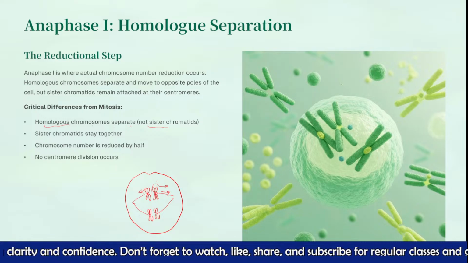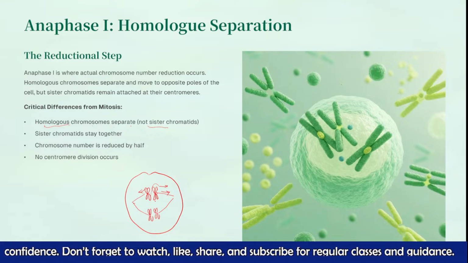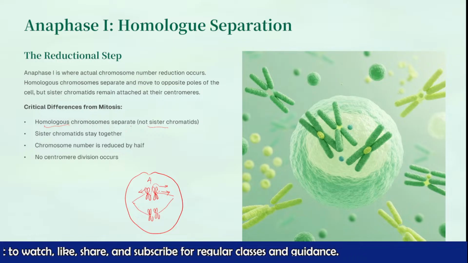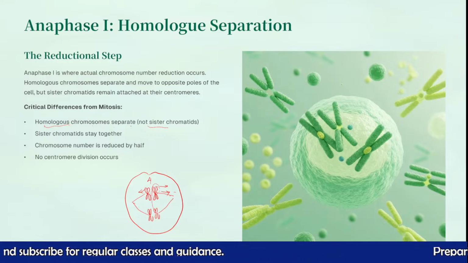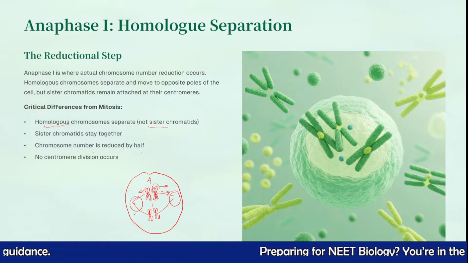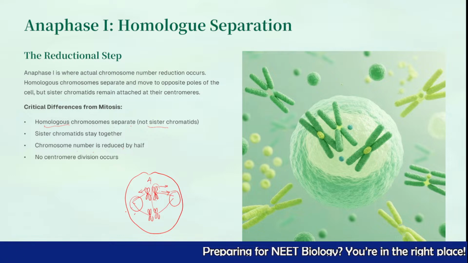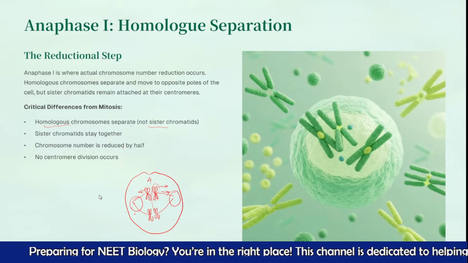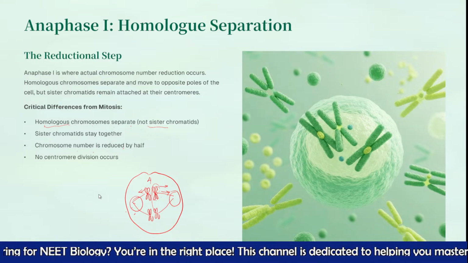But what happens in the whole cell? Suppose there are 4 chromosomes. After the anaphase stage, 2 will be on one side, another 2 on the other side. So the chromosome number is reduced to half. An important point here: there is no centromere division taking place. That's all about anaphase 1.